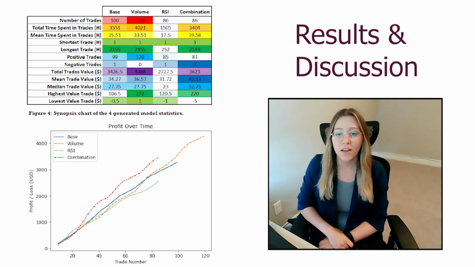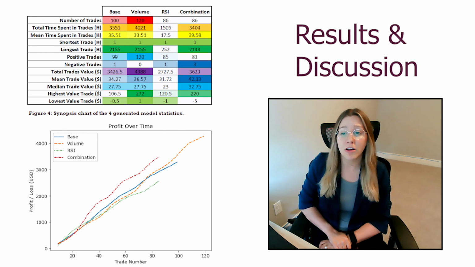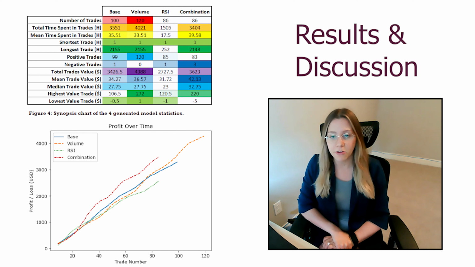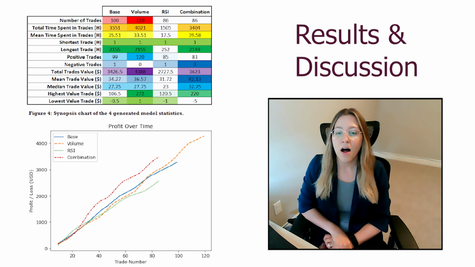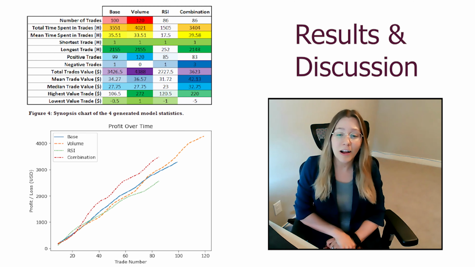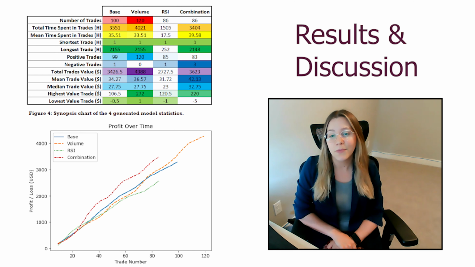As mentioned before, the 4 primary models generated were a model that included price action, another with price action and volume, a third with price action and RSI, and a fourth that combined all 3, including price action, volume, and RSI. Here, you can see the results. All 4 models produce consistent profits, with the volume model being the most profitable and the RSI model being the least profitable. The combination model produced the highest mean and median profits.